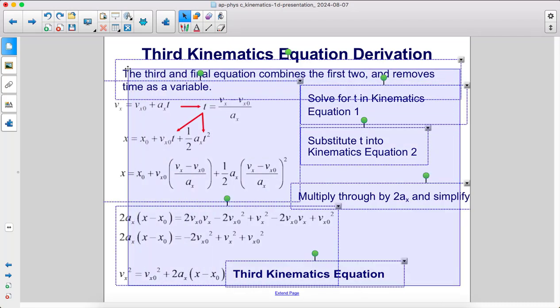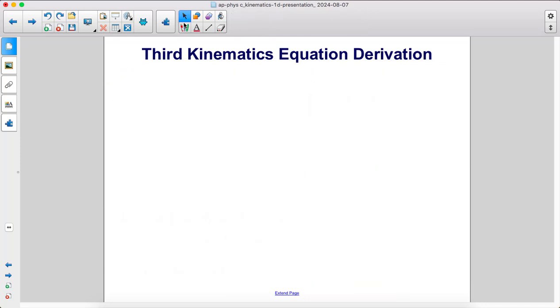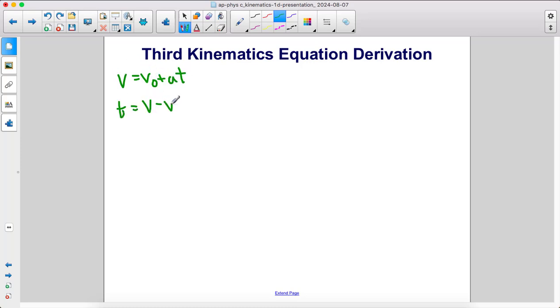Here's how I solve this. All right, let's start from scratch. We have v equals v naught plus at, and I'm going to solve that for time. So v naught goes to the other side, v minus v naught, divide by a. All right, now we have x equals x naught plus v naught t plus 1/2 at squared. I'm going to take this value for t and plug it in here and here.